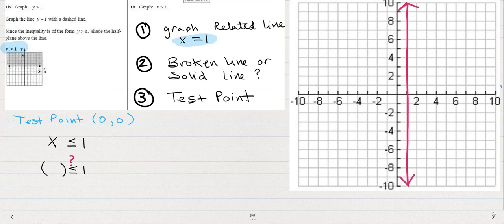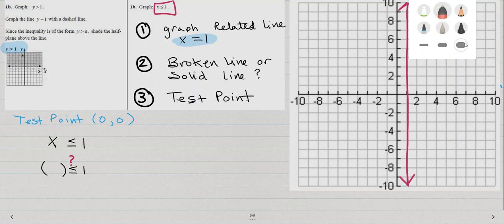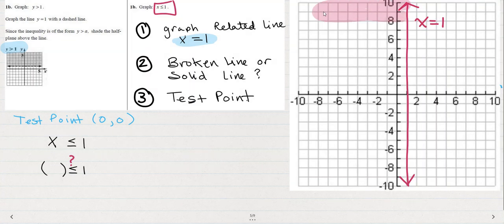In this next example, we're going to graph x is less than or equal to 1. We'll start with our related line, x equals 1. And since our half plane includes the 1, because it says or equal to, we'll have a solid line for x equals 1. And if we want all the x's that are less than 1, we're going to shade everything that's to the left of 1, because these are all the x's that are lower than 1. Now, that's the unofficial shortcut.